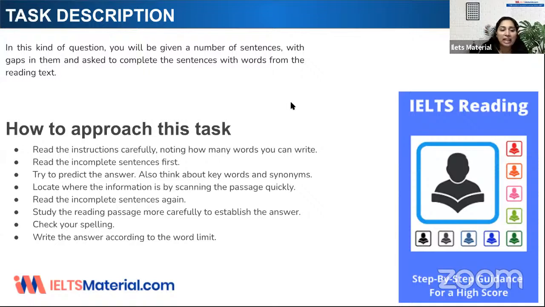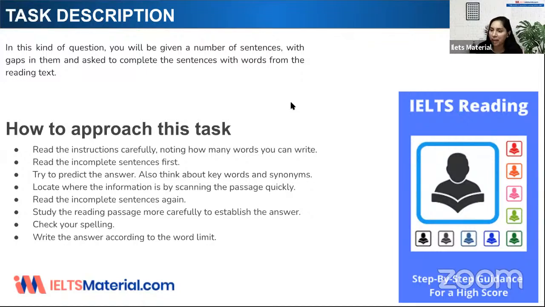Next, locate where the information is by scanning the passage quickly. What is the meaning of scanning? You need to find the keywords, scan the keywords, and immediately you will find your answer. Read the incomplete sentences again. Why read the incomplete sentences again? To check them grammatically.